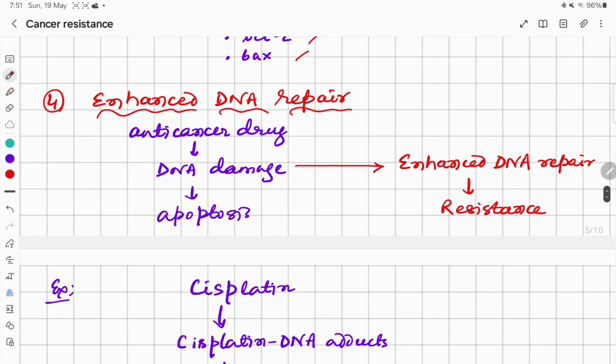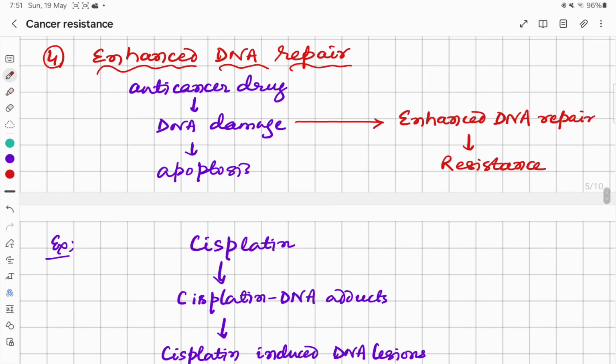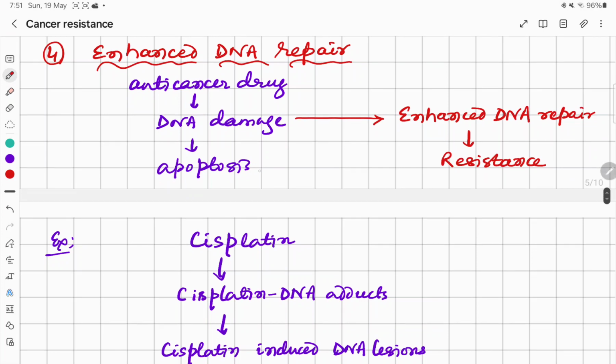Now the fourth mechanism of anti-cancer drug resistance is enhanced DNA repair. As we have already discussed in the last point, when the anti-cancer drug causes DNA damage, that induces apoptosis. But if in response to DNA damage there is enhanced DNA repair, that means there will be resistance to the anti-cancer drug.